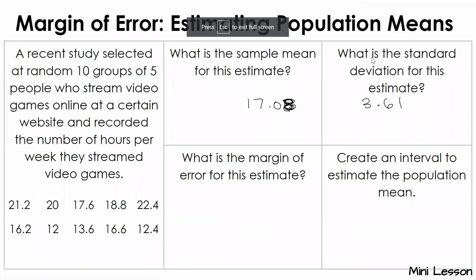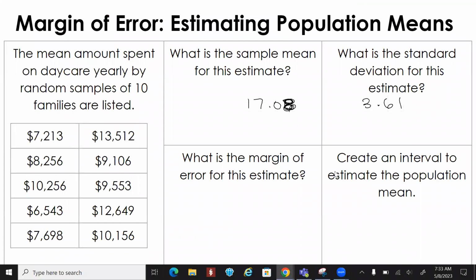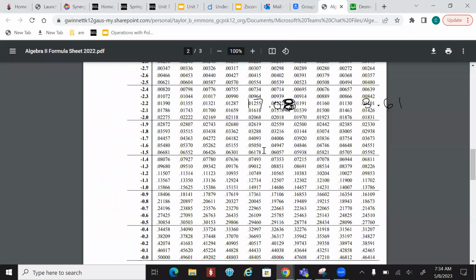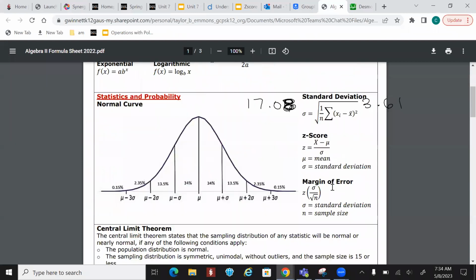All right, so now we've got to figure out what the margin of error is. On your formula sheet, on page 19, it's going to give you the formula for margin of error. So I need you to look at your formula sheet. And right here, it's got the formula, which is Z times sigma divided by the square root of n.